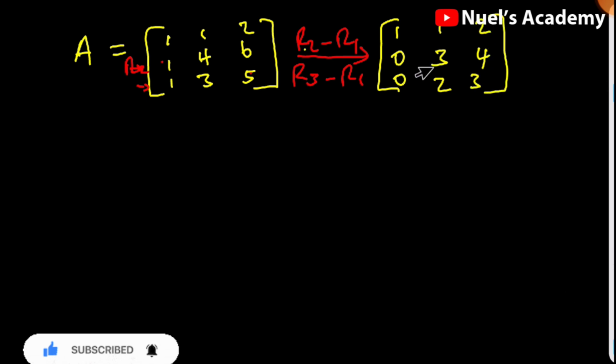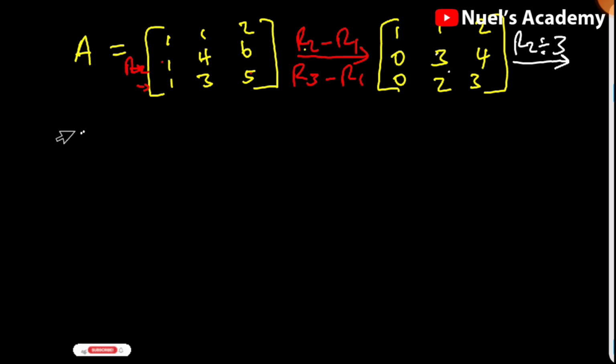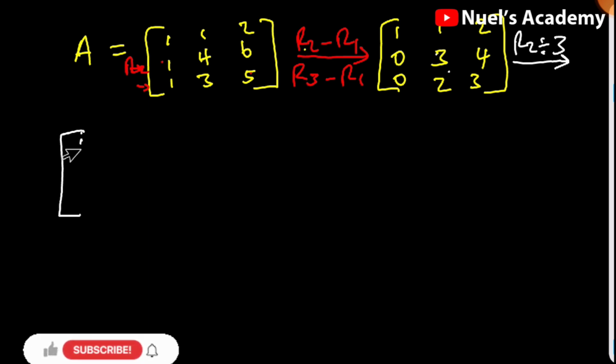Now we're going to make this leading entry here, which is 3, to be 1. So because of that, we're going to divide row 2 by 3. Remember, we are doing this for easier simplifications. So when we divide it by 3, the resulting matrix is going to be 1, 1, 2, then 0, and 3 divided by 3 will give us 1. Then we have 4 divided by 3. Then we have 0, 2, 3.